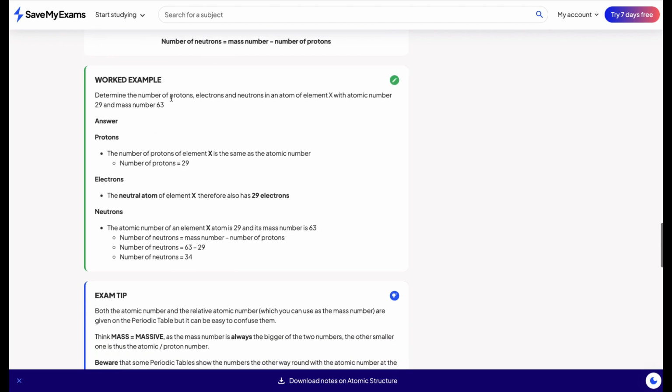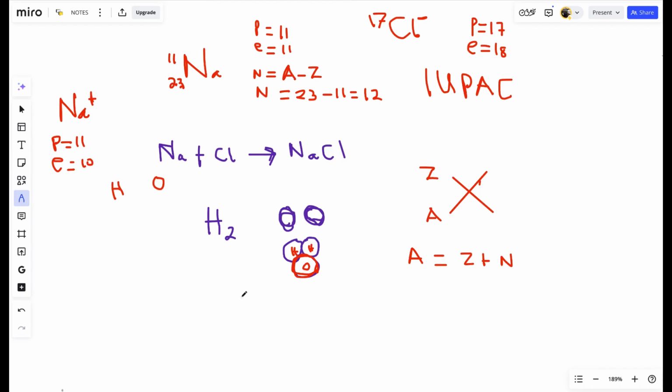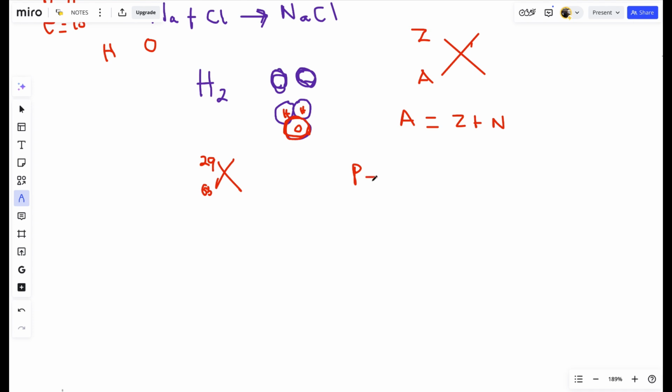It says determine the number of protons, electrons, and neutrons in an atom of element X with atomic number 29 and mass number 63. So the atomic number is 29, the mass number is 63. This question wants us to calculate the number of protons. The number of protons will be 29, because the atomic number is equal to the number of protons found in the nucleus of the atom.